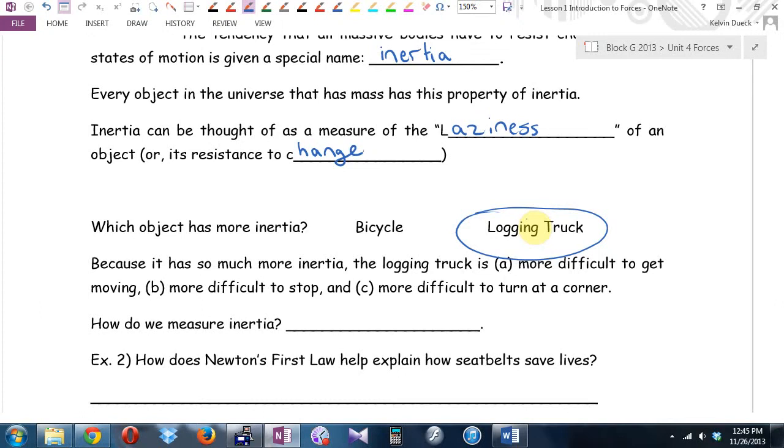How do we measure inertia? Mass in kilograms.